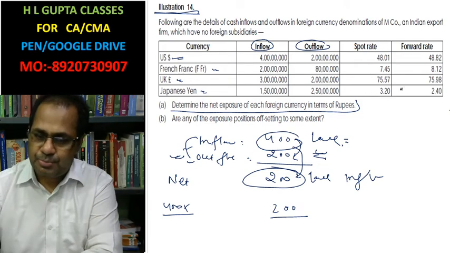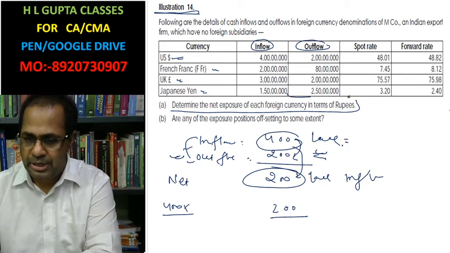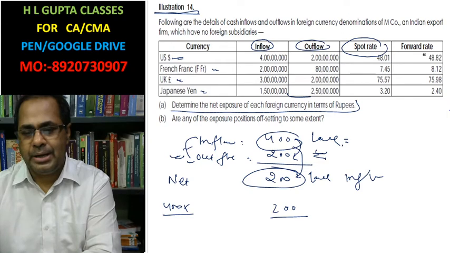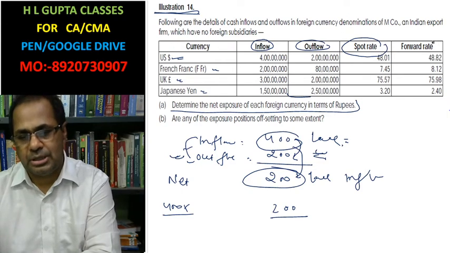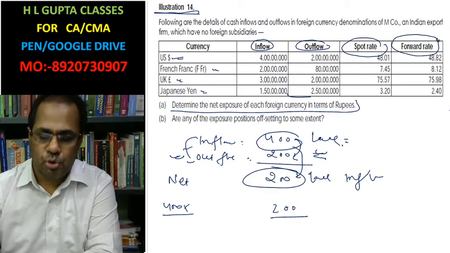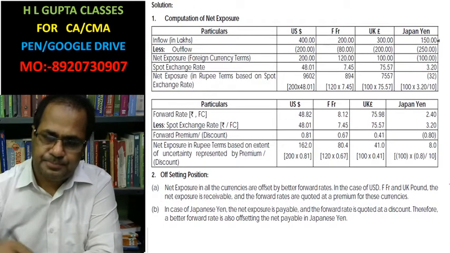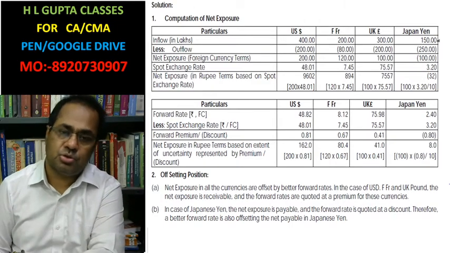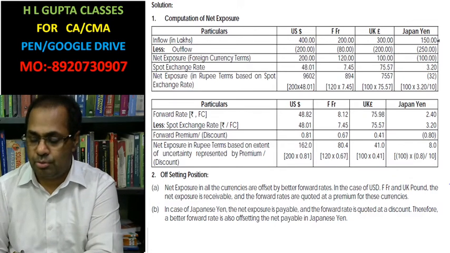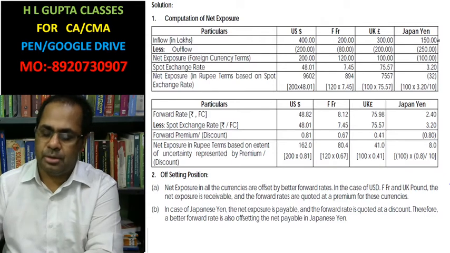For the netting exposure, you apply the spot rate if you are going to receive right now, and if you are going to receive in future, then you apply the forward rate. Both rates are given. This is the solution from your book, and this is a very easy question, so you don't need to write more.